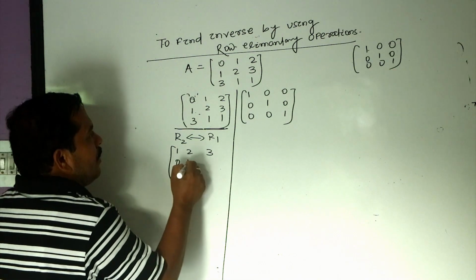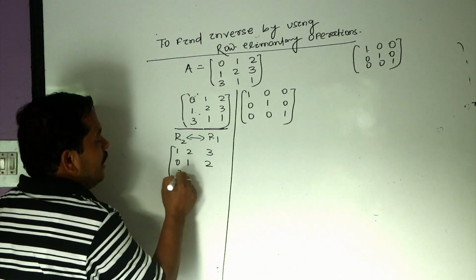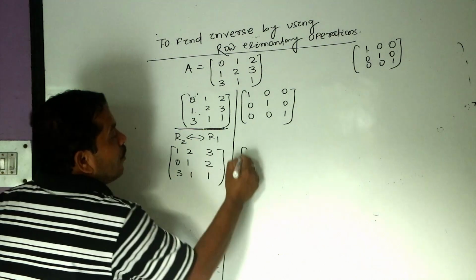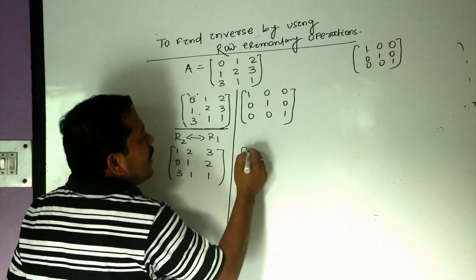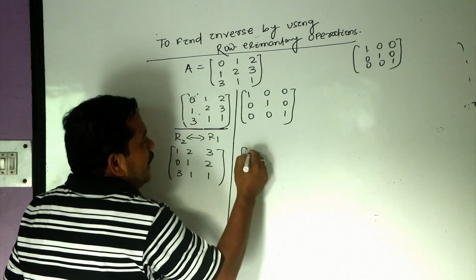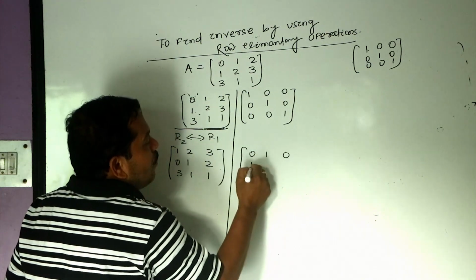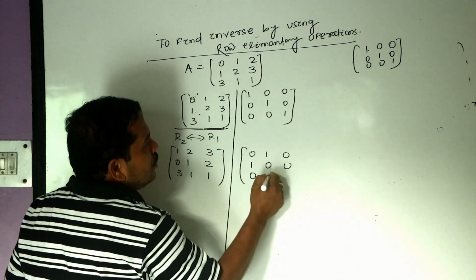Now here it will be 1, 0, 1, 2, 3, 1, 1. Here also row 2 will be row 1. That is 0, 1, 0, 1, 0, 0, 0, 0, 1.